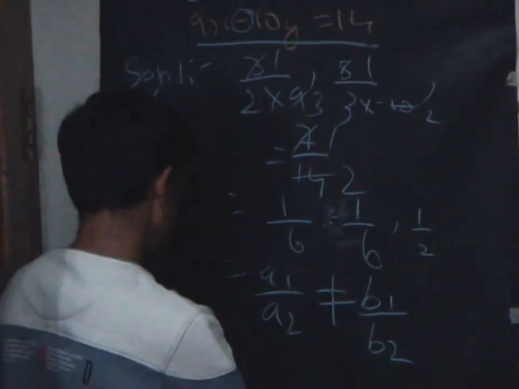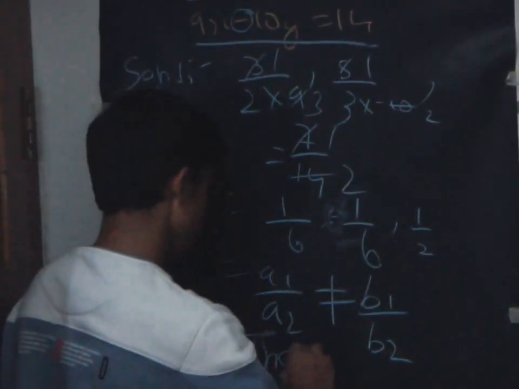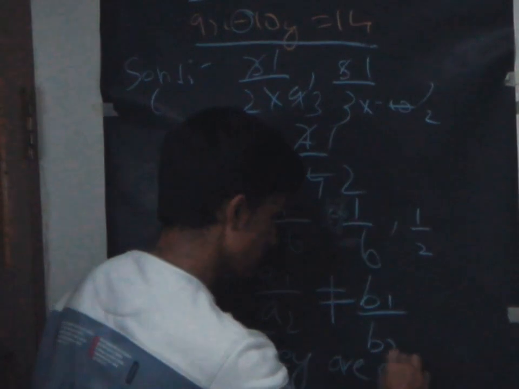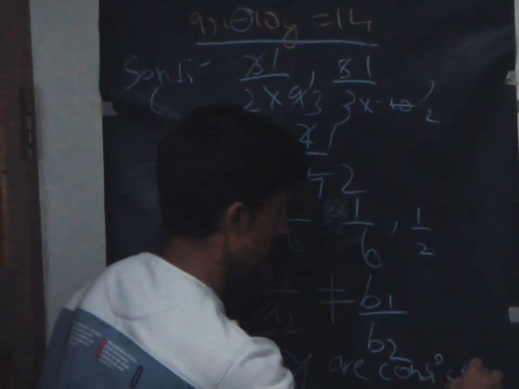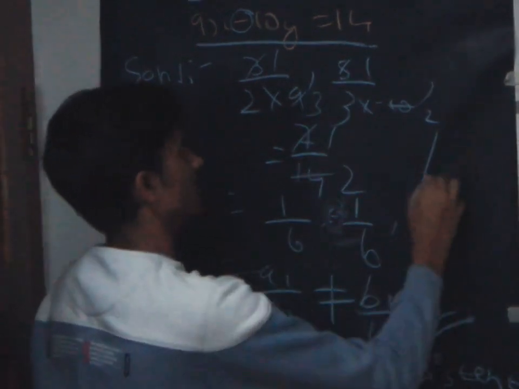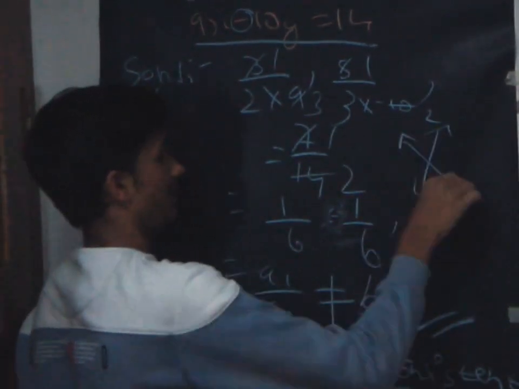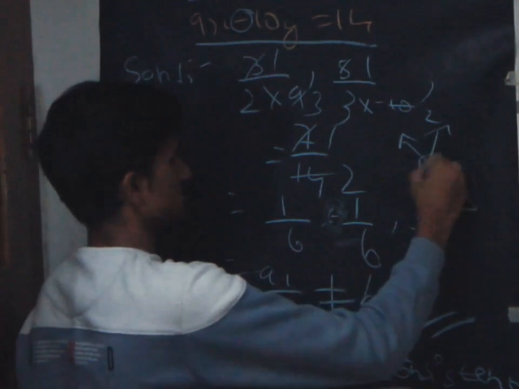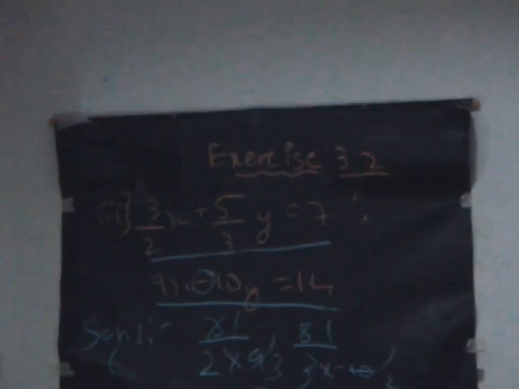So we can conclude that they are consistent. They are what? Consistent. This will be the solution. Okay. So the lines are intersecting lines. So this one is a consistent part. So let us move on. Please be assured that this will be the solution. Please look at it once.